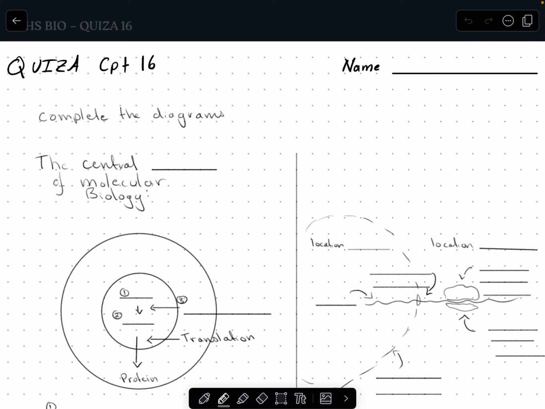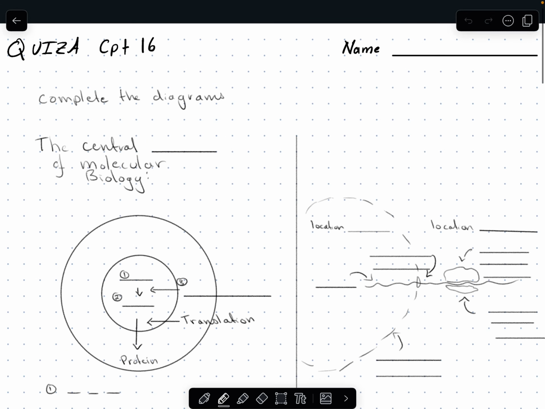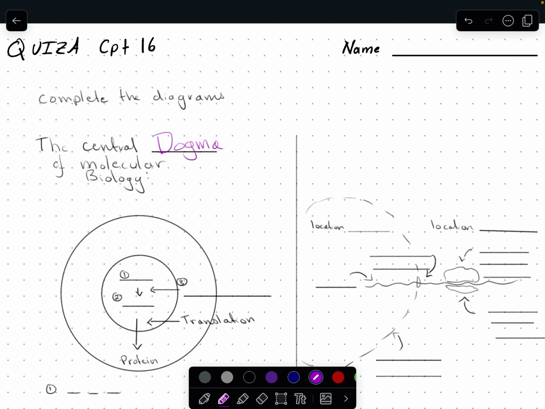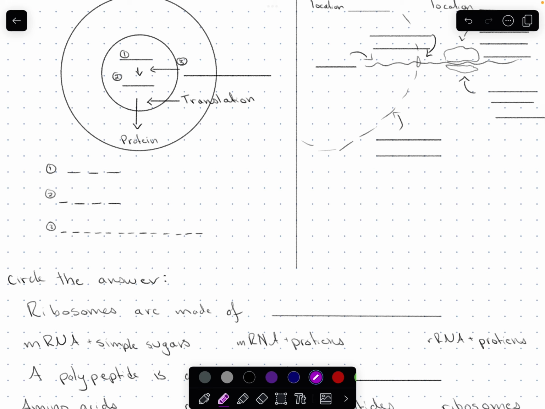So we'll start off going through this week's quiz, which hopefully you did yesterday. And yeah, so complete the diagrams. The central what of molecular biology is what we started talking about last week, and we'll be talking about this week. The answer to that is the central dogma. And a dogma is a firmly held belief, something you believe to be true. Now, the next step was to fill in these steps of the central dogma.